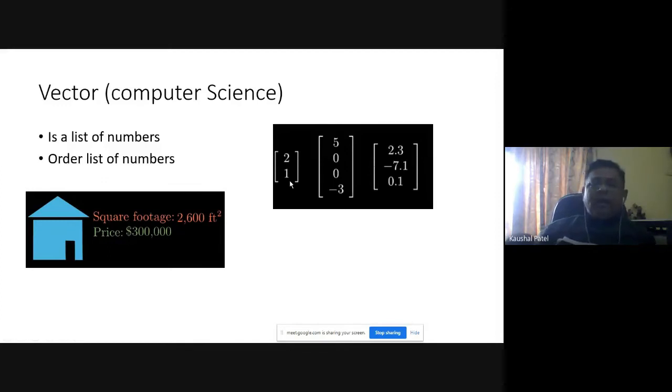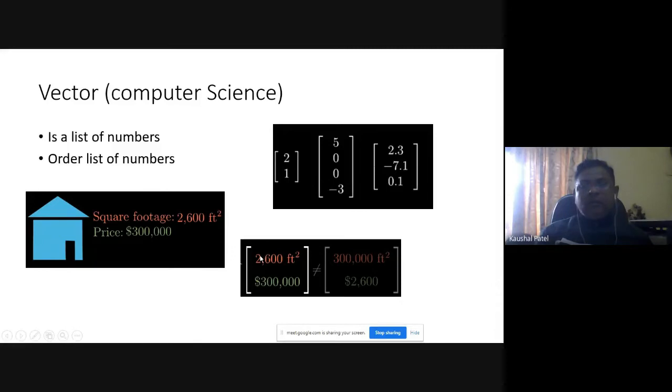So let's see how it can be. Suppose we have a particular house. The square feet of this house is 2600, and its price is 3 lakh dollars. So we can say this is 2600 square feet, and its value is 3 lakh. We cannot alter 3 lakh and 2600 square feet, as they have different meanings. So it is of two dimension.